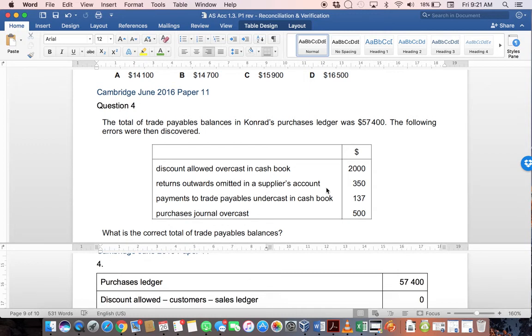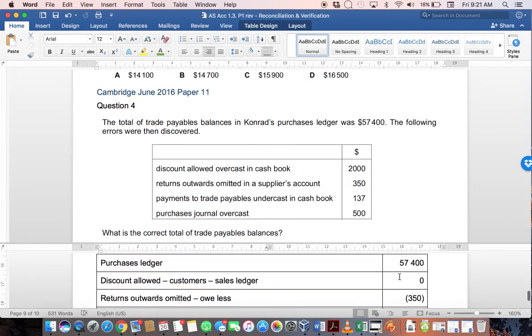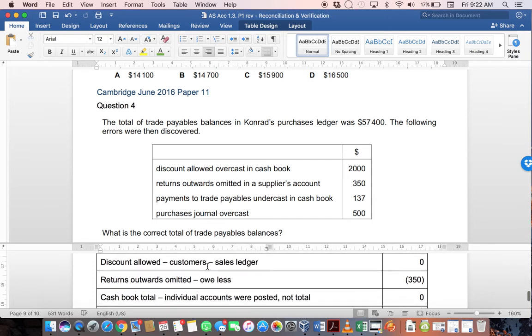Then returns outwards are omitted in a supplier's account of $350. If you forgot to record 350 in a supplier's account, that means that you actually owe 350 less, and you would need to record that as a deduction in the amounts owed. Payments to trade payables were undercast in the cash book. That means it was totaled, but the total that was calculated was 137 too little. So we need to then have an extra 137 payment.